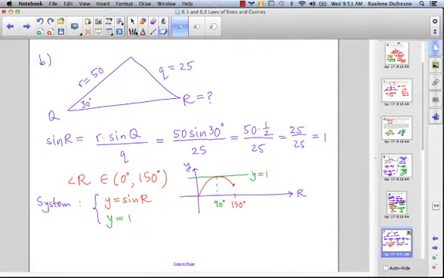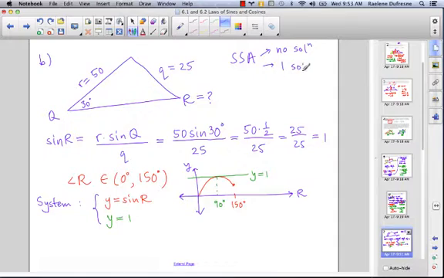And so here we see clearly the SSA case, which is the ambiguous case of no solutions, one solution, or two solutions. We have one solution, and the one solution specifically means that angle R has to be 90 degrees. So this is when Q is 25 here, and I can refine my diagram by saying that angle R is 90 degrees.